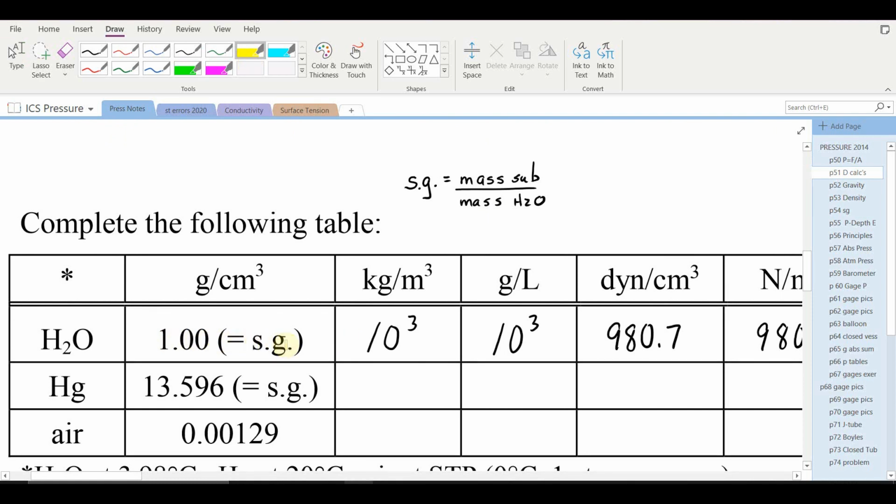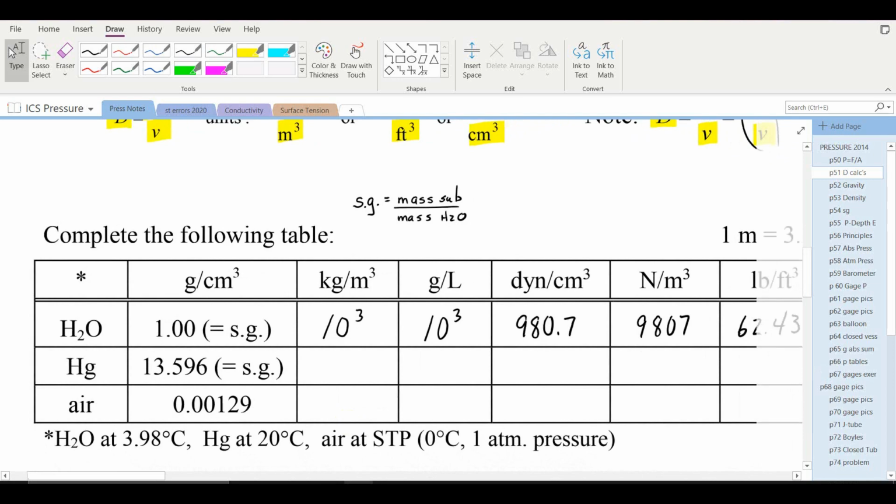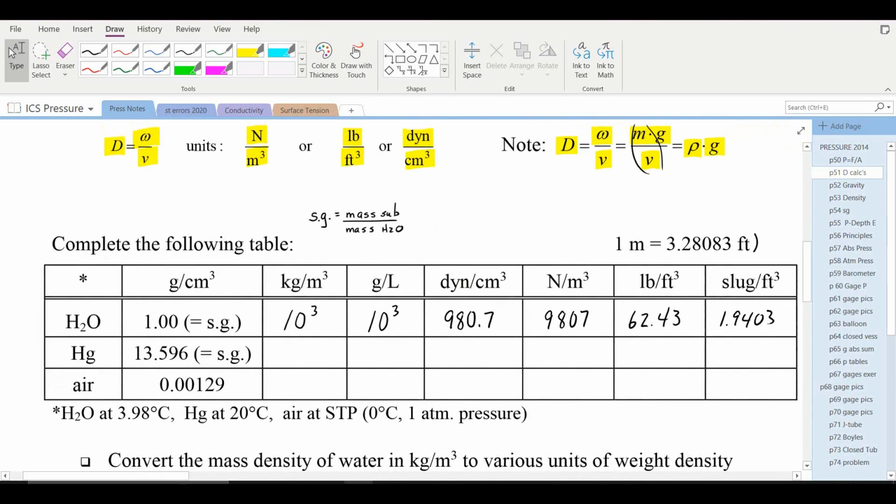It's kind of neat that in the CGS system, the density of water is numerically the same as its specific gravity. Now, mercury is 13.596 times denser than water. It has a specific gravity of 13.596. So if you wanted to calculate the density of mercury in any of these units, you simply multiply each of these values by 13.596. For example, the mass density of mercury in the SI system would be 13,596 kilograms per cubic meter, and so on.